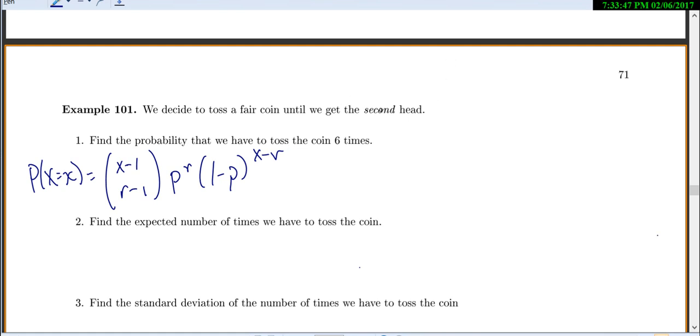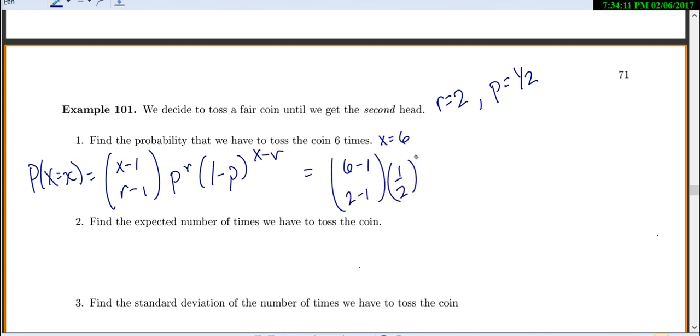So we want to toss the fair coin until we get the second head. That means we want to get 2 successes. So r equals 2. And the probability of getting any head is 1/2. So now you just plug it in. In this case, we toss the coin 6 times. That means x equals 6. So we'll do (6 minus 1) choose (2 minus 1), 1/2 to the power of 2, and (1 minus 1/2) to the power of 6 minus 2, which is 0.0781.